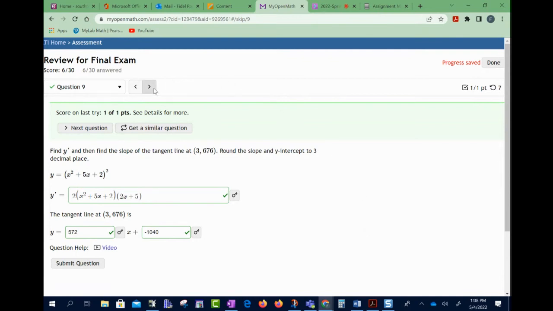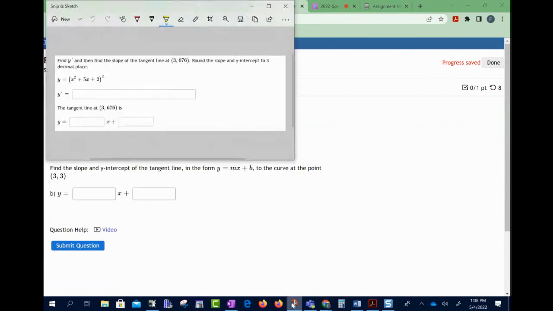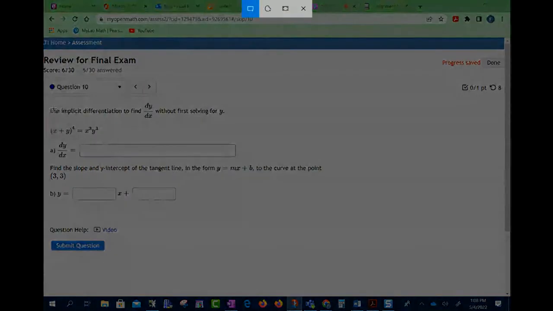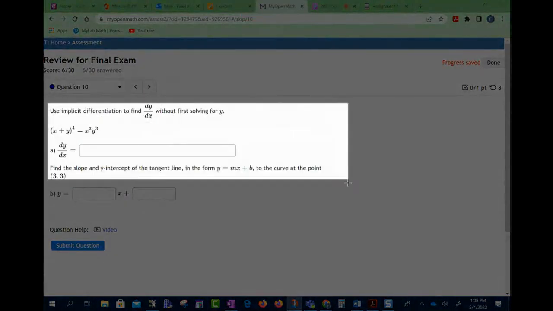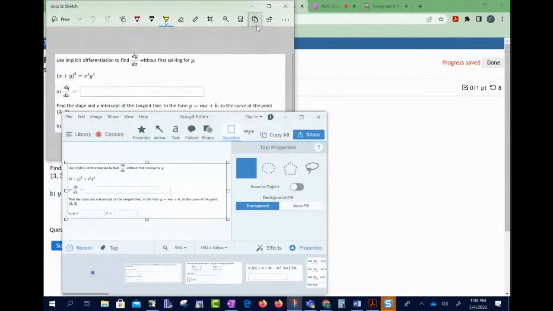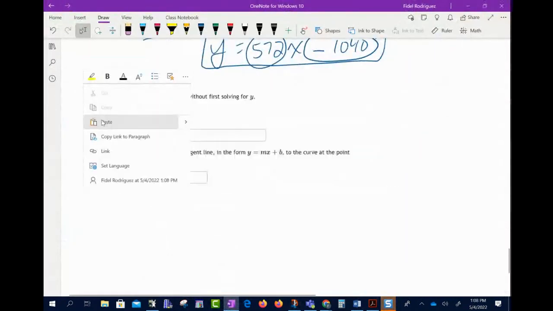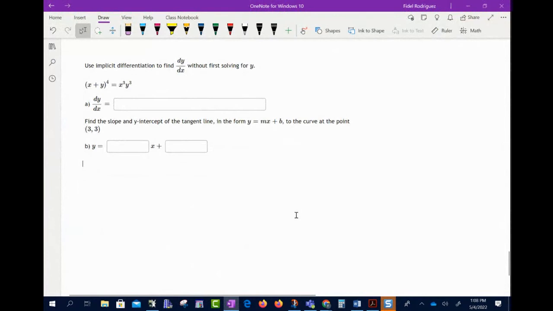All right. So let me go ahead and jump over to number 10, you guys. Okay, so it says use implicit differentiation to find dy/dx without solving for y. Okay, so again, this is a very similar problem to the one we just did, in that first we're going to find the derivative, and then we're going to find the equation of the tangent line. Okay, so let's come here, and we're going to go slowly.